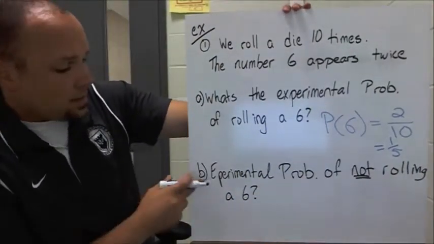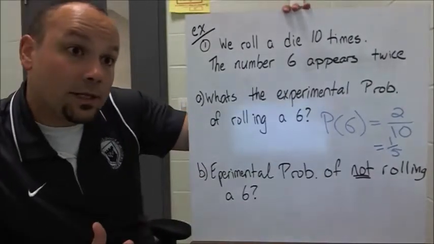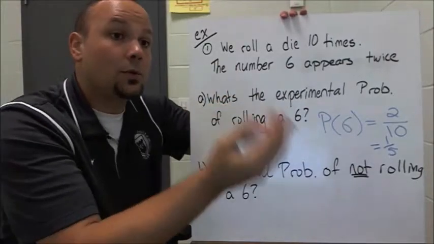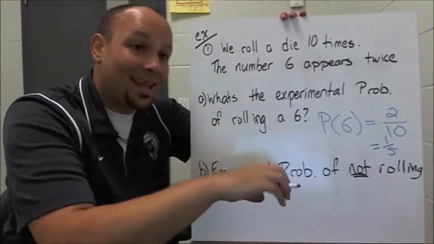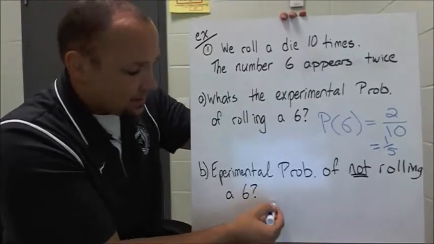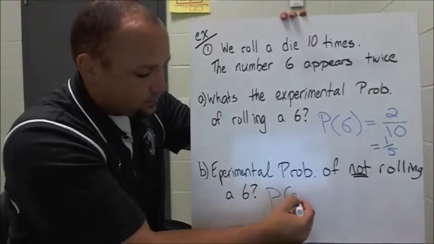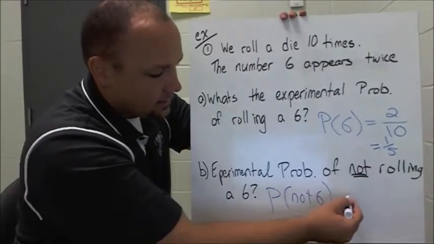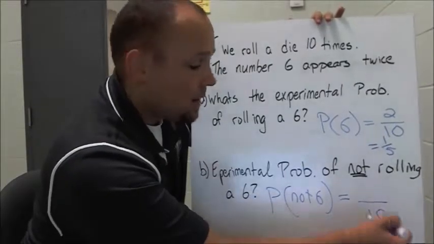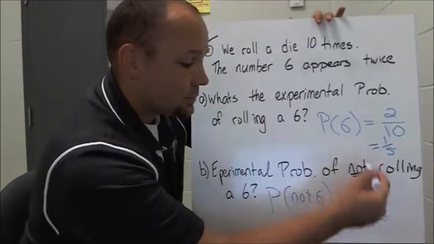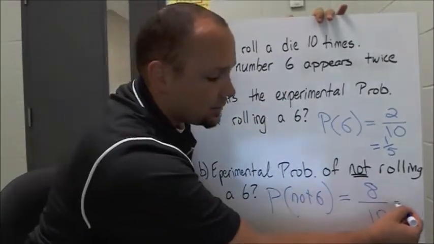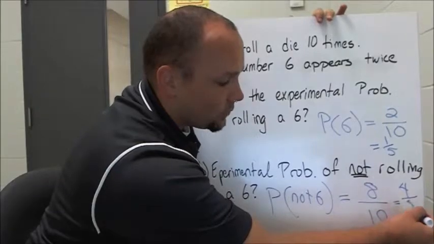Okay? Now, what's the experimental probability of not rolling a 6? Well, that's all the other stuff, right? So if we got 2 sixes, we rolled 10 times, it means that we got 8 not sixes, or unsuccessful attempts. So that means the probability of not a 6, the total number of outcomes was 10 again. But in this case, the number of successful trials was 8, because 8 of the rolls were not 6. Okay? So again, we can reduce that to 4/5.